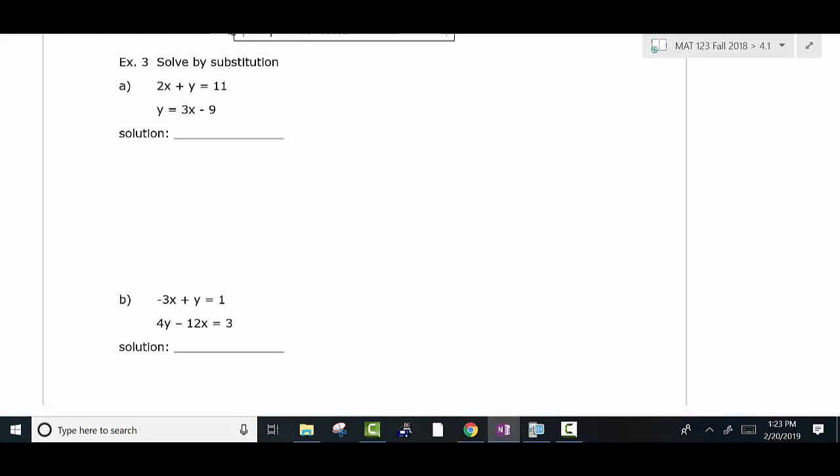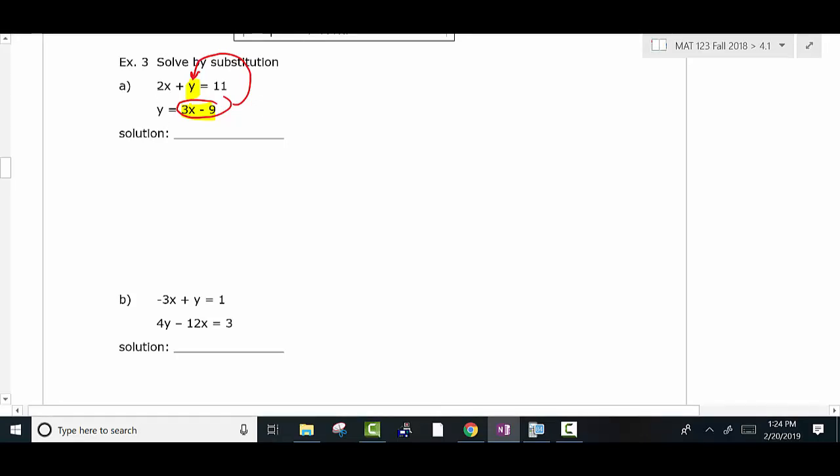All right, so what you do on this, the first thing you look for is you like it if one of the equations is solved for a variable. So notice on this one that this is already solved for y. You like that. We call it substitution because what you're going to do is you're going to plug that in to the y of the other equation. Okay, we call it substitution for that reason.